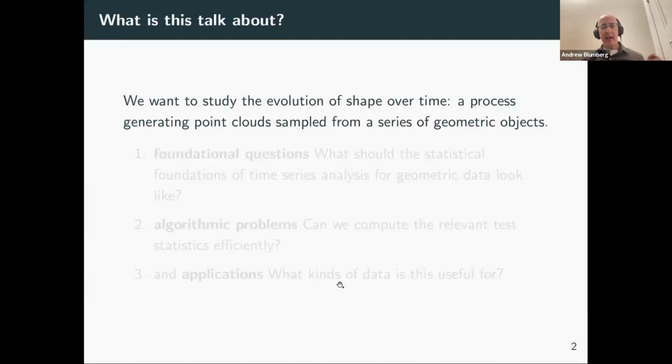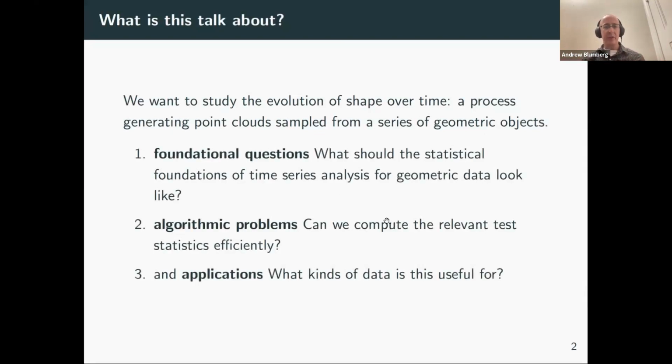And there are three kinds of questions that I want to explore, or describe to you in the talk. One of them are foundational questions, namely just what should the statistical foundations of time series analysis for geometric data look like? Two are sort of algorithmic problems, namely, given these foundations, can we compute the relevant test statistics efficiently? And do we have guarantees about their performance in non-asymptotic finite sample settings? And third, what kinds of applications is this useful for, and what might you do with this? So I want to tell you something quick about all of these.